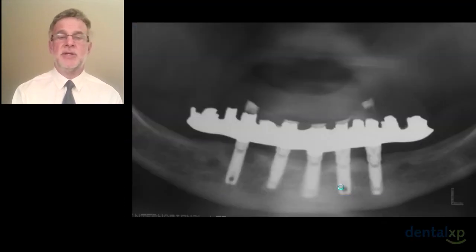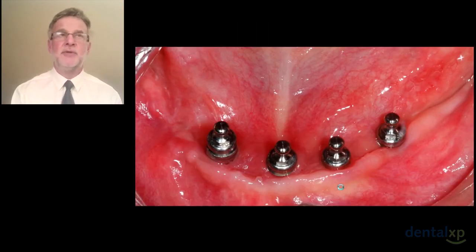But this is a more typical situation where on the patient's lower right, they are having progressive bone loss, and we will have to remove that implant, and it is a strategic implant. If the patient is unwilling to allow us to replace that implant, we have to make a whole new prosthetic design.